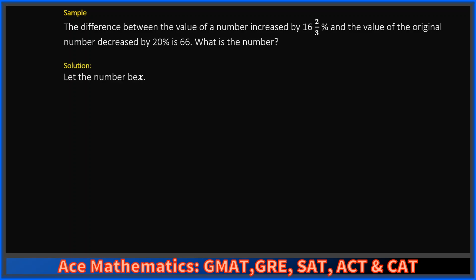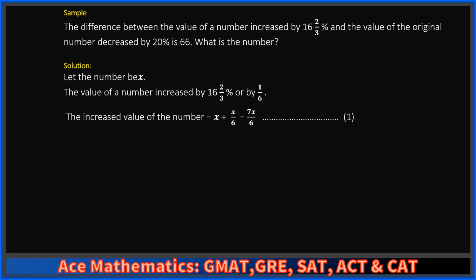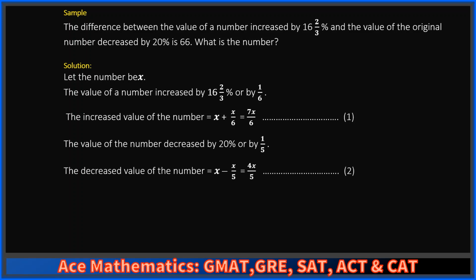Solution. Let the number be x. The value of a number increased by 16 and 2 by 3%, or by 1 by 6. The increased value of the number equals x plus x by 6 equals 7x by 6. The value of the number decreased by 20% or by 1 by 5. The decreased value of the number equals x minus x by 5 equals 4x by 5.